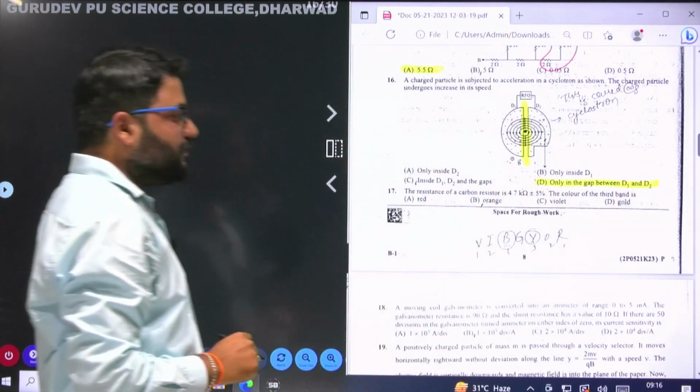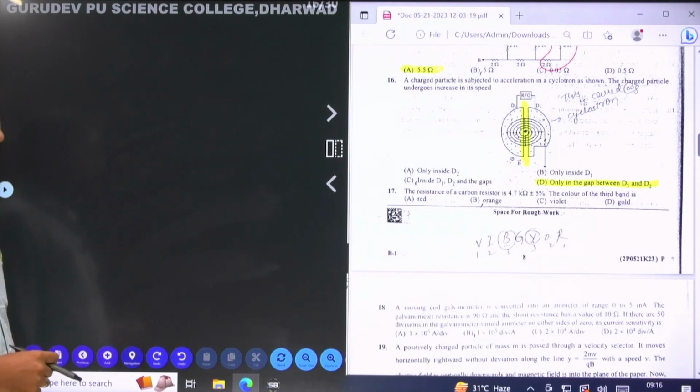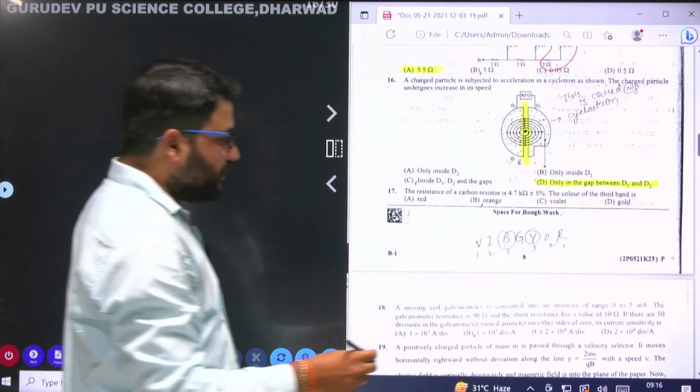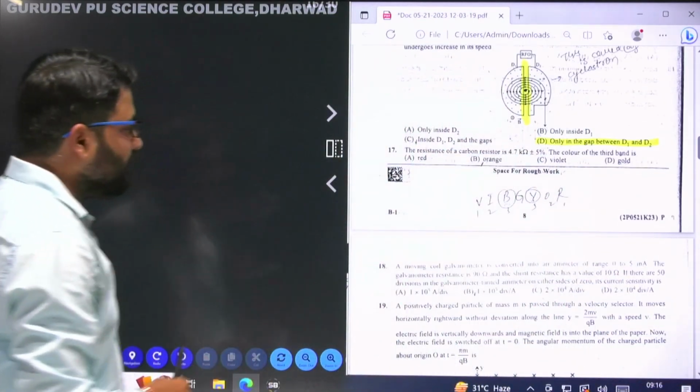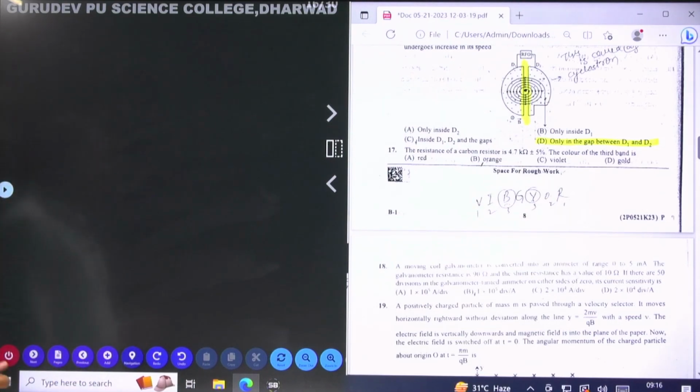So the right option for this one is D. Only in the gap between D1 and D2. So let's move to the next question now. And this question was previously, the cyclotron is from which chapter? Moving charges and magnetism.